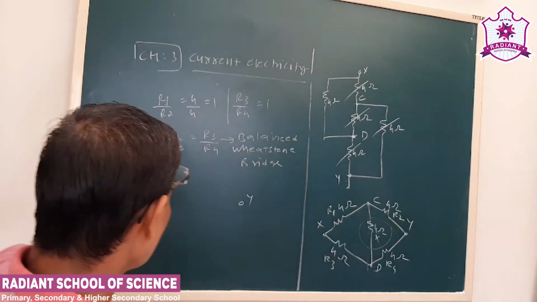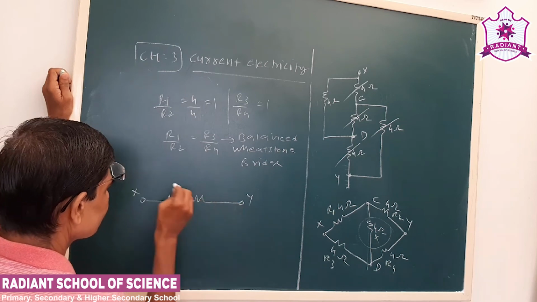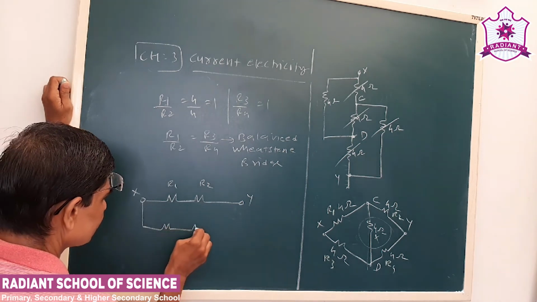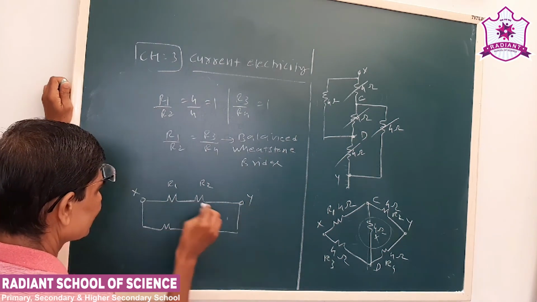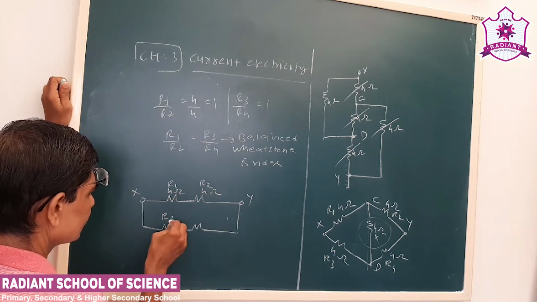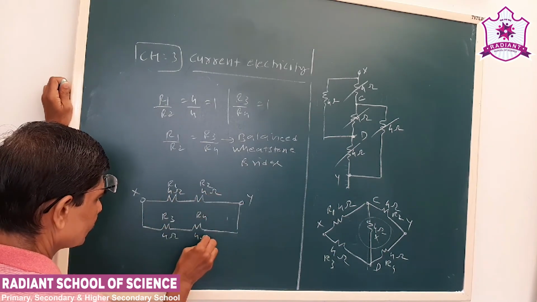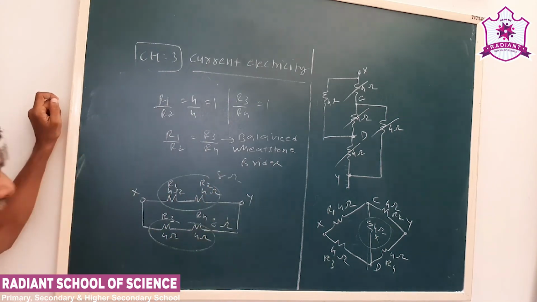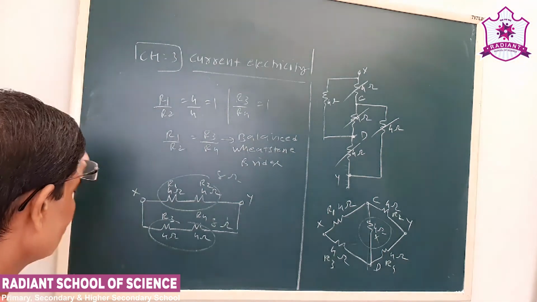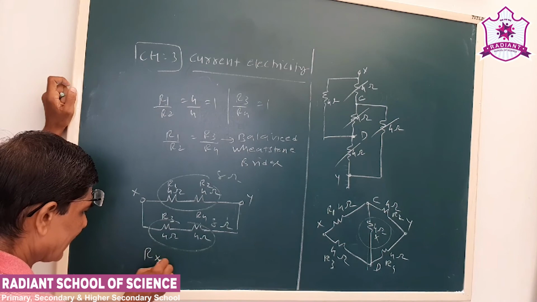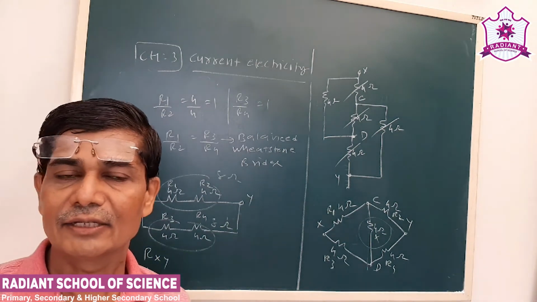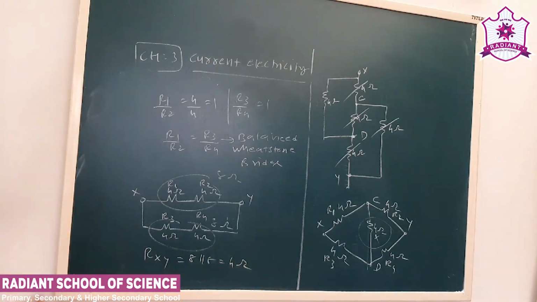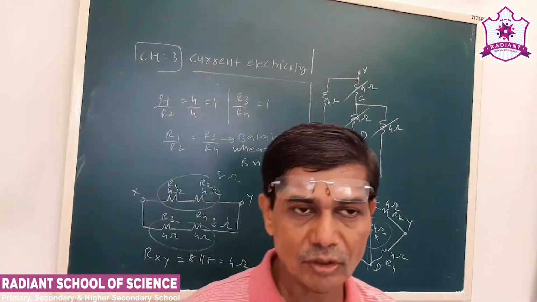See, this 4 and 4 ohm, R1 and R2, are in series. R3 and R4 are also in series. So totally here it is 8 ohm, and here also 8 ohm. Now there are two resistors of 8 ohm in parallel, so the equivalent resistance RXY between X and Y is 8 parallel 8, which will be 4 ohm. This is how we can solve this network.